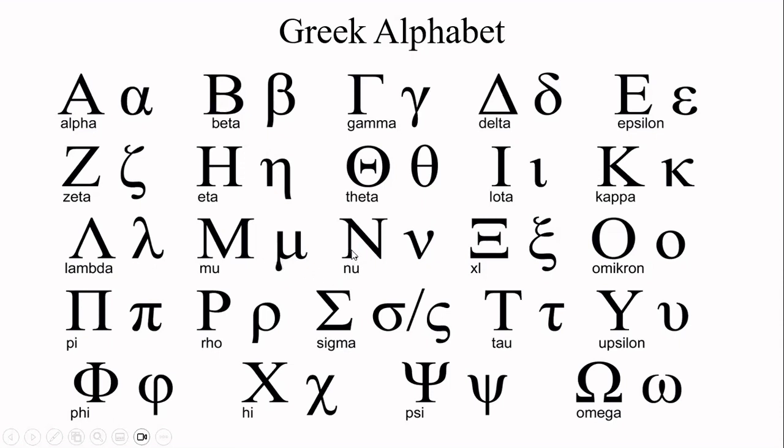Moo. This is nu, the capital nu, lowercase nu, and this makes the N sound, n. This is xi, the capital xi and lowercase xi. Omicron, capital O, omicron, lowercase omicron. Now notice the sound is short, omicron. Omega has the long O, omega. Omicron has the short O sound, omicron.